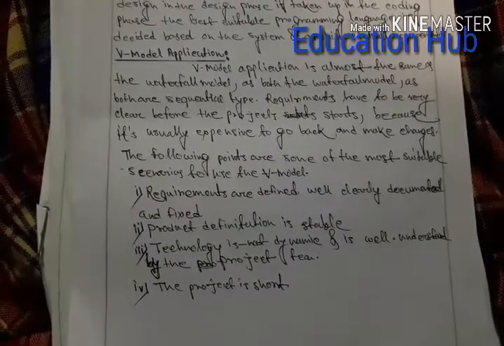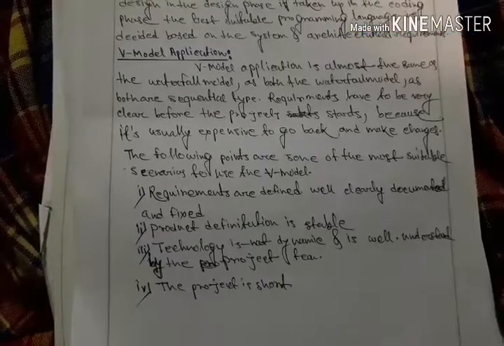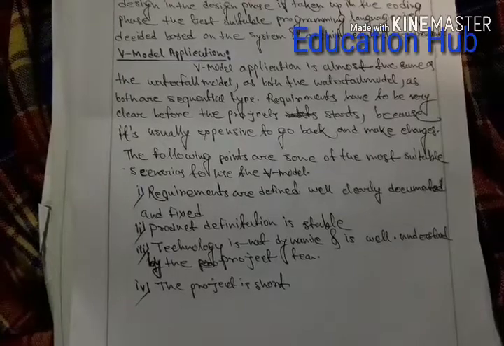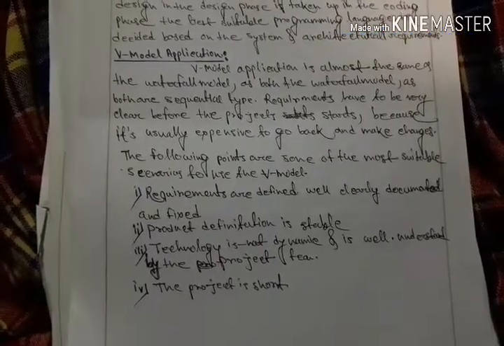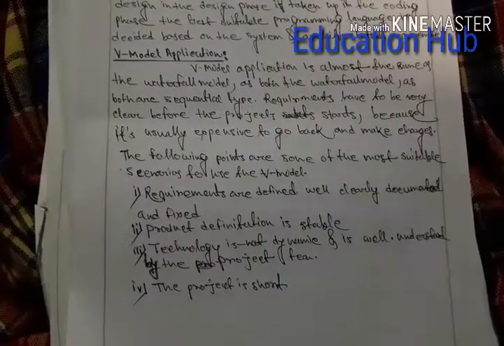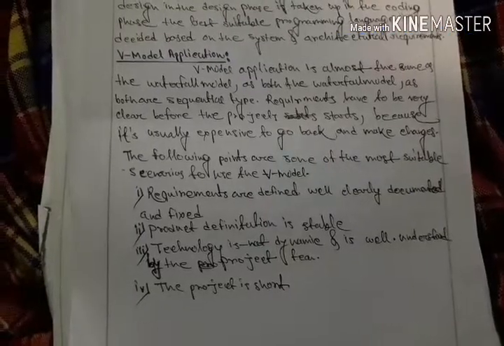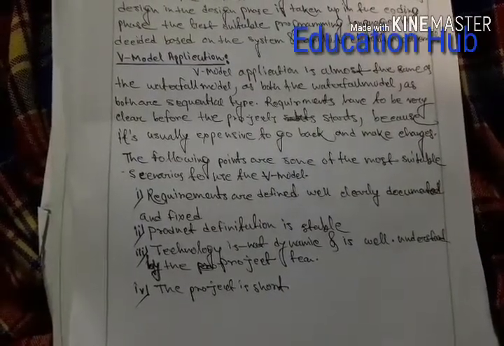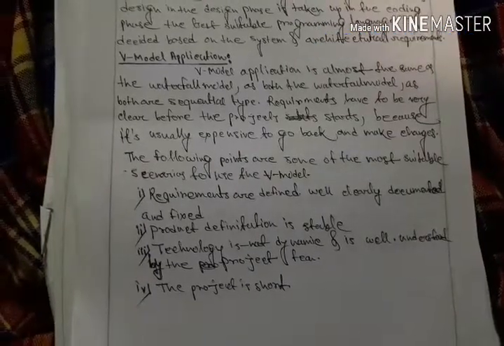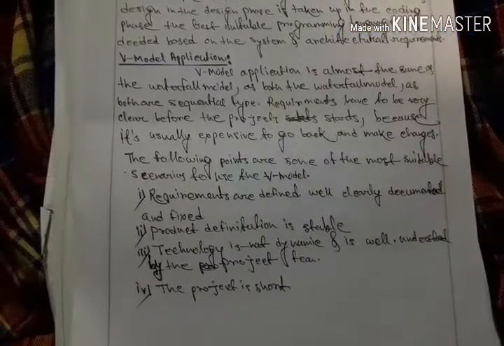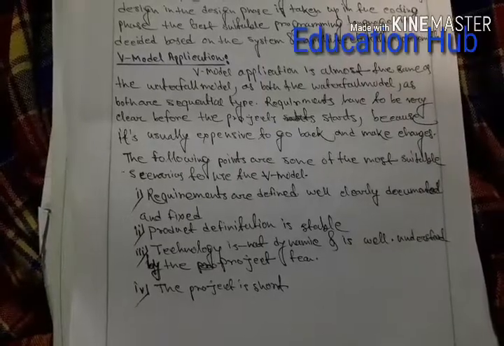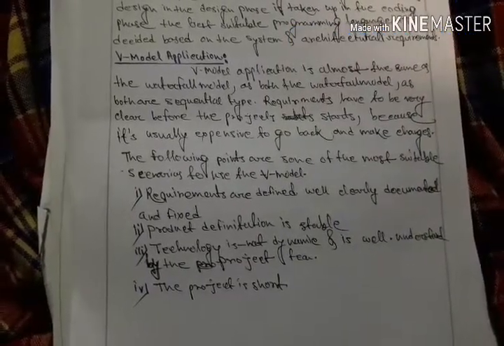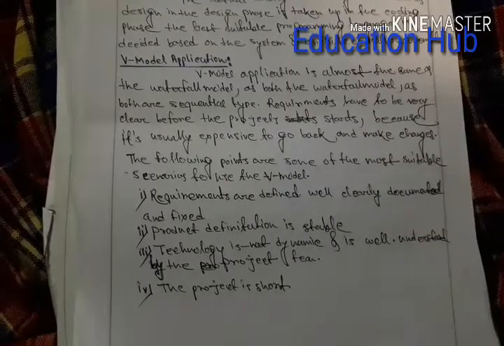Now, obviously the product definition must be stable. If today I ask for something and tomorrow for another thing, then it is not stable. And the technology also: if today you are getting this type of technology and the next day another type, then it is too dynamic, and you cannot make a stable, proper sequence to make the different phases.